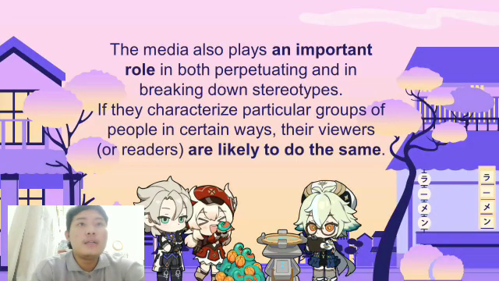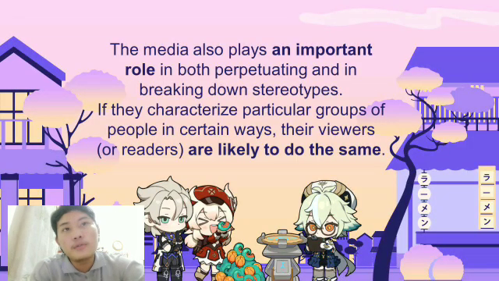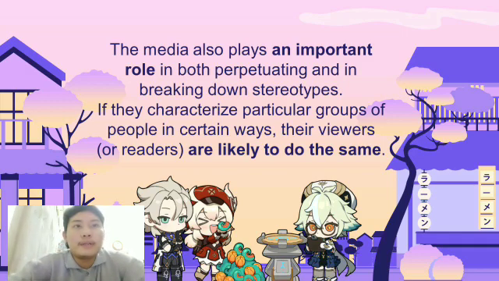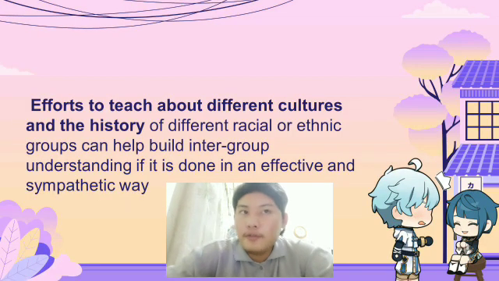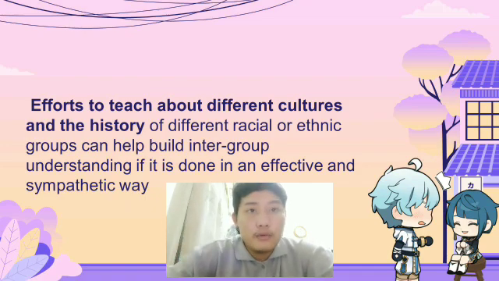As you know, the media also play an important role in both perpetuating and breaking down stereotypes. If they characterize a particular group of people in certain ways, their viewers or readers are likely to do the same. The third one is dealing with stereotypes in education. Efforts to teach about different cultures and the history of different racial or ethnic groups can help build intergroup understanding if it is done in an effective and sympathetic way.